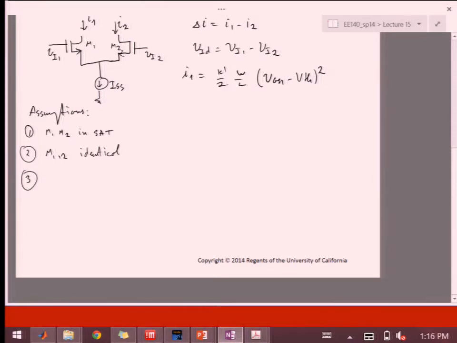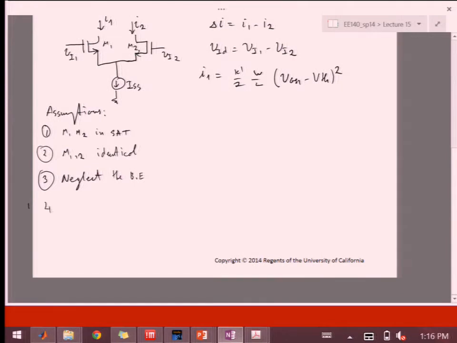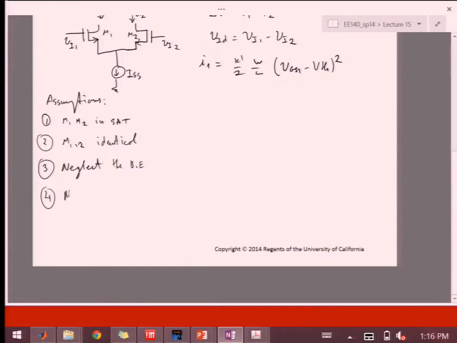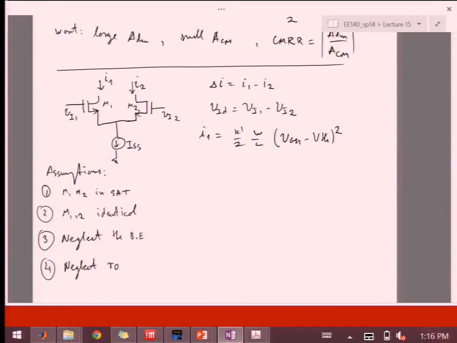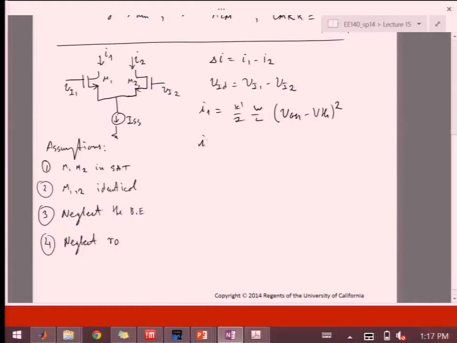3, we'll neglect the body effect. 4, we're going to neglect our output conductance. So this is just to very simply derive the DC transfer function. So we'll write that I2 is K prime W over L, VGS2 minus VTH squared.